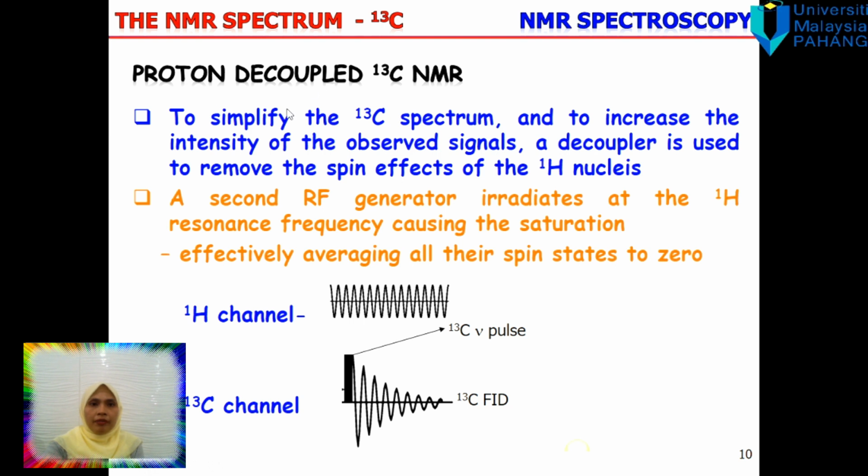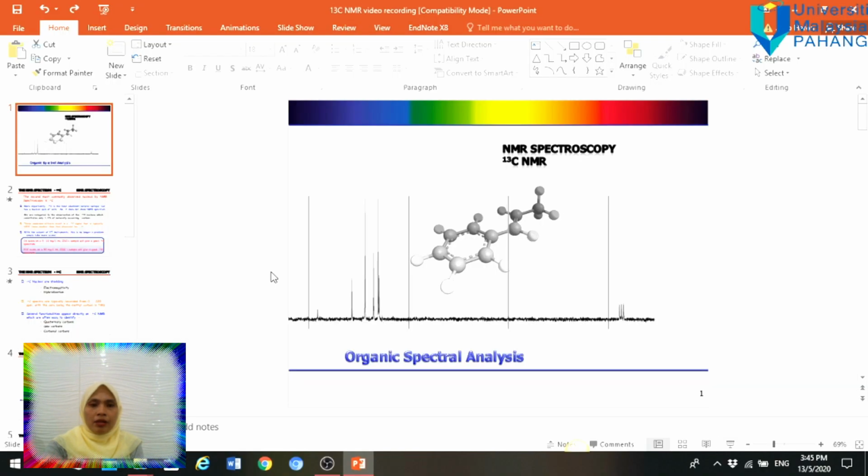The decoupling experiment is to simplify the C13 spectrum and to increase the intensity. That's why most researchers prefer to run the C13 decoupled spectrum. That's all for C13 NMR. Thank you.